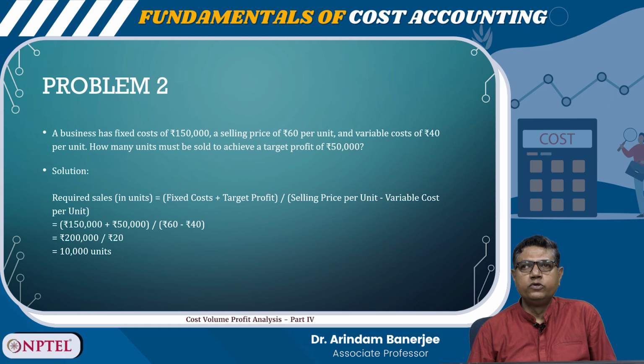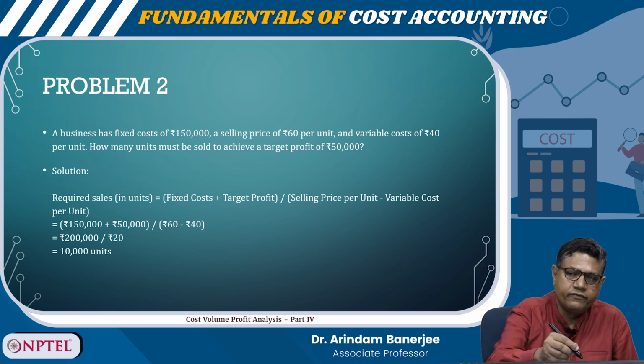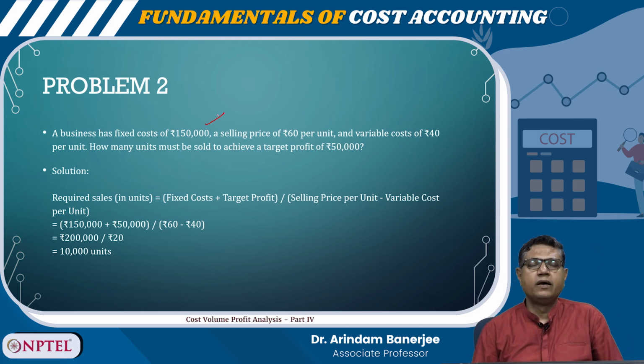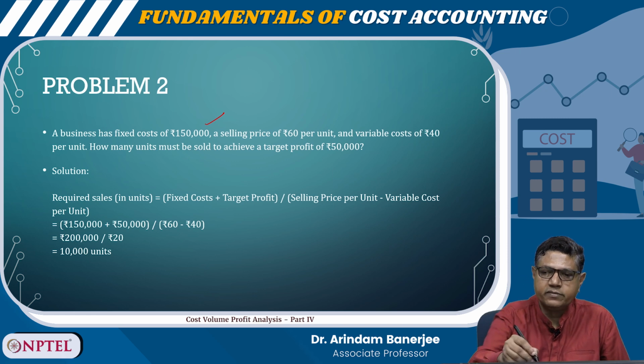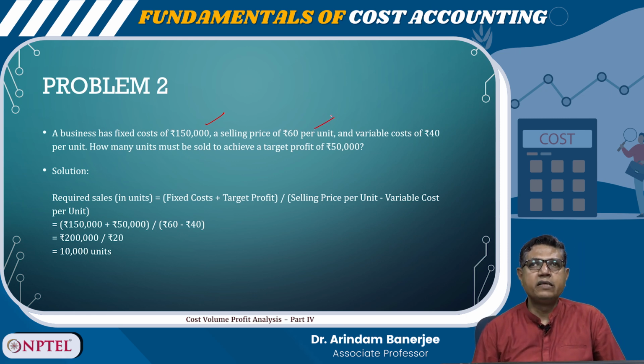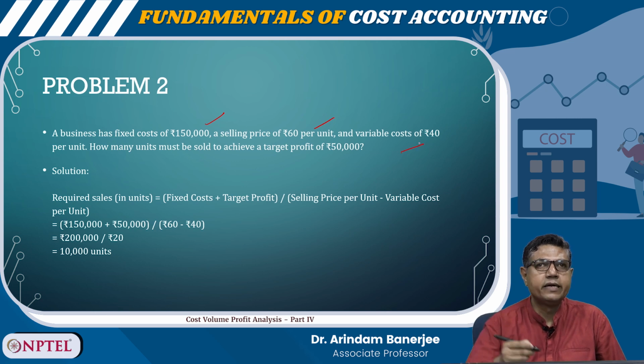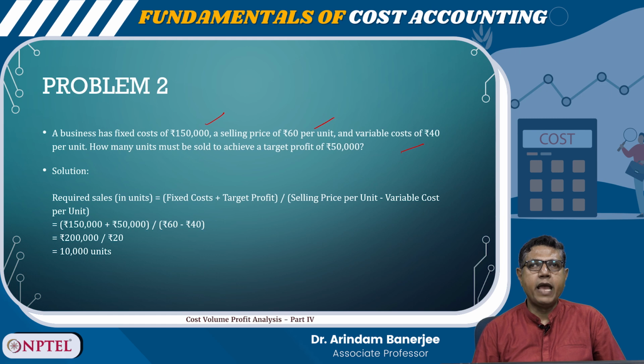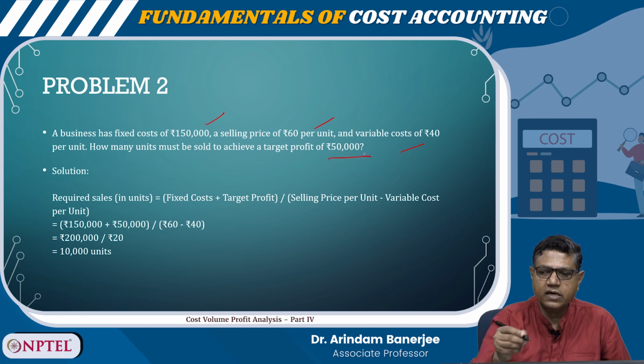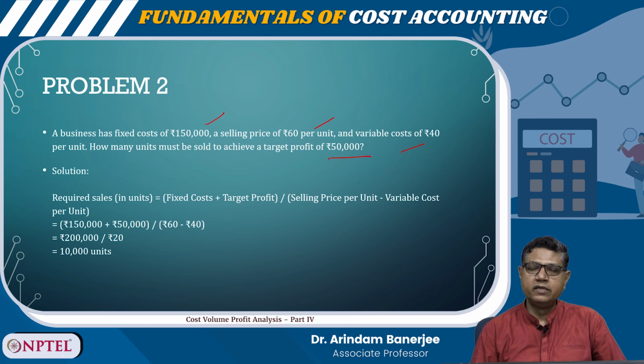This was problem number 1, now problem number 2. A business has fixed cost of rupees 1 lakh 50 thousand, a selling price of 60 per unit and the variable cost of rupees 40 per unit. How many units must be sold to achieve a target profit of 50,000? In the previous problem we calculated the number of units to reach the break even, that is the zero profit point.